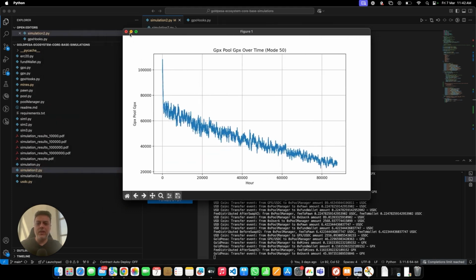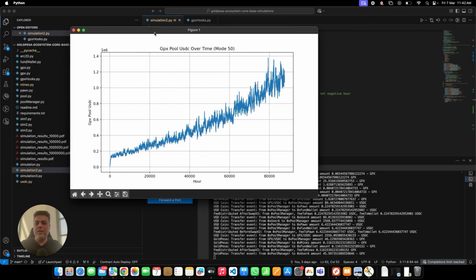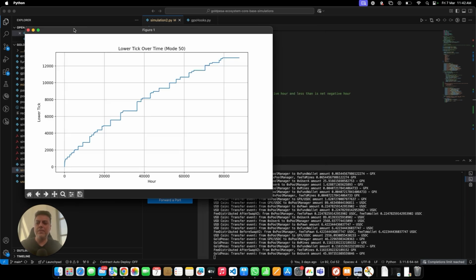And then we look at how much GoldPesa is sitting inside of the liquidity pool. So of course it starts off with 100,000 as we had assumed, and slowly decreases as the market starts buying GoldPesa tokens from the liquidity pool. Then we look at the US dollars that's inside of the liquidity pool. This is increasing, which is really good. That means we have $1.2 million inside of our Uniswap V4 liquidity pool after 10 years. That means there's $2.4 million TVL based on the simulation.